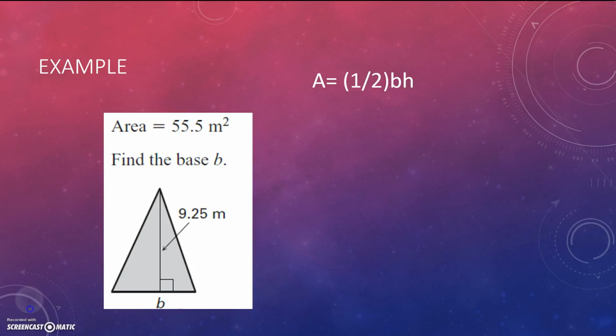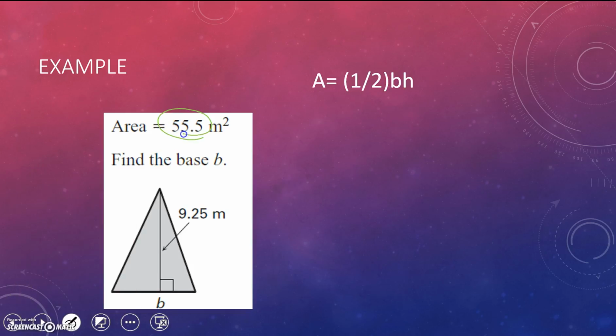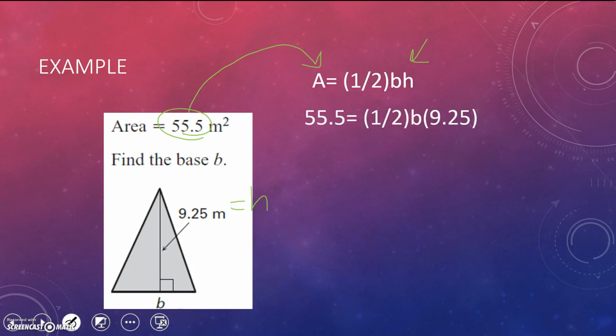And I'm going to substitute in what I know. In this case, I'm actually told what the area is. The area right here is 55.5. That's what's going to go in here for A. And I'm told that right here, like I said, this is our height. That's going to go in here for H. So when I substitute that in, I get 55.5 equals 1/2 times B times 9.25.